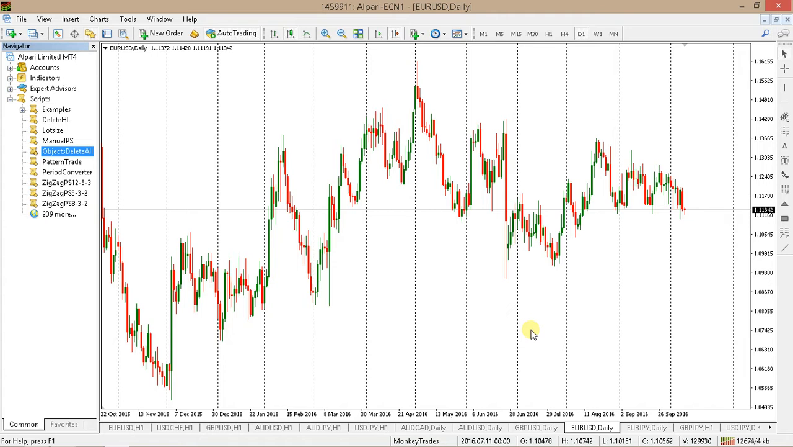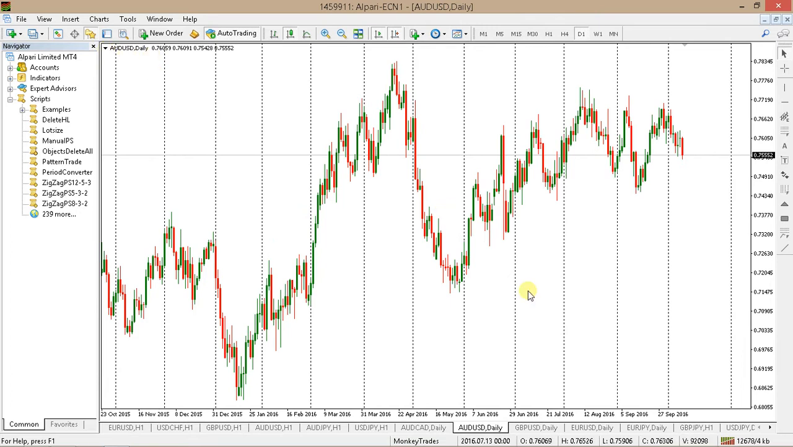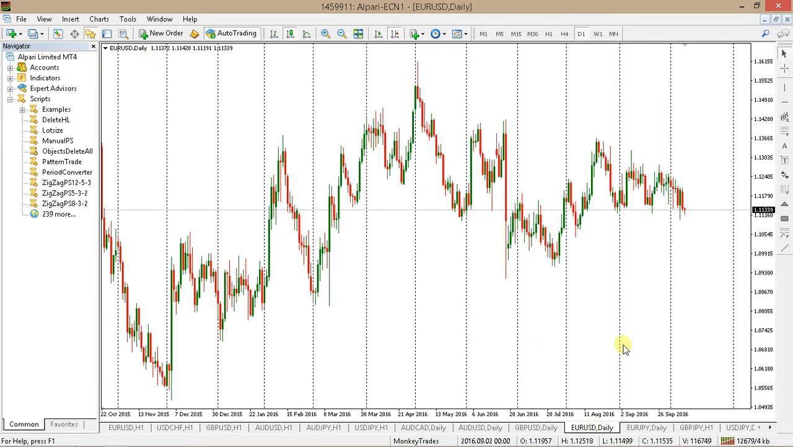And today I'm going to analyze two pairs, Euro dollar and Aussie dollar. Okay, let us start. First of all, I need to look at the high time frame and identify what price is doing now, and I also need to predict what price is most likely to do.